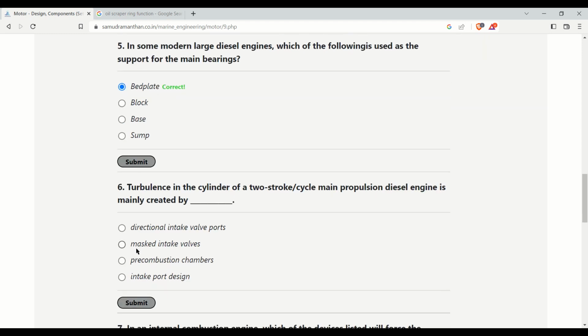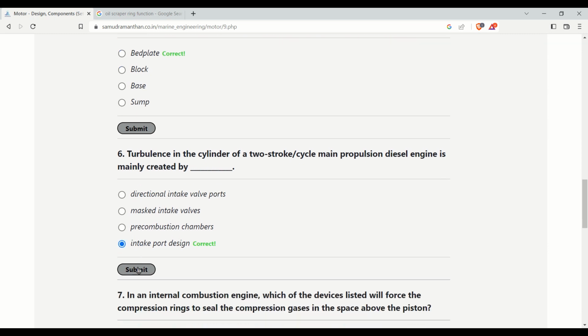Turbulence in the cylinder of a two-stroke cycle main propulsion diesel engine is mainly created by, and the given options are directional intake valve ports, masked intake valves, pre-combustion chambers, intake port design. By changing the intake port design, turbulence can be created. So the correct answer should be intake port design.